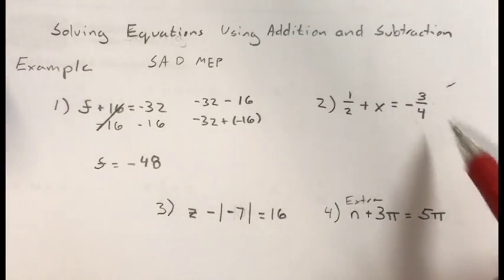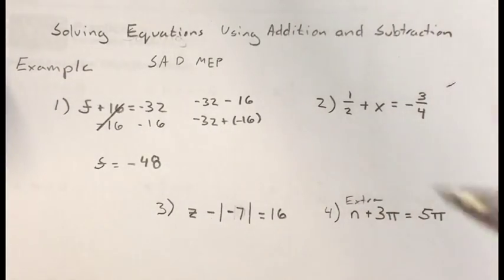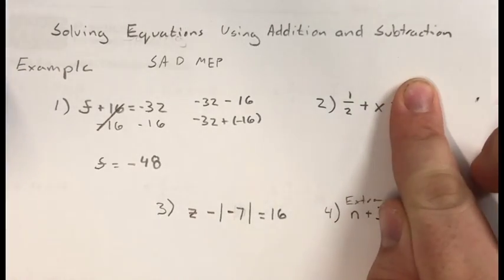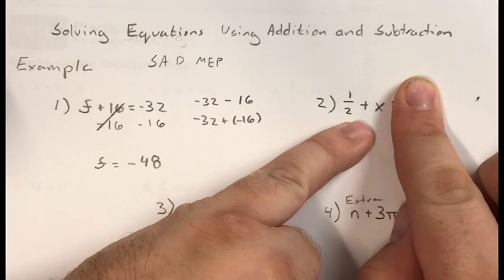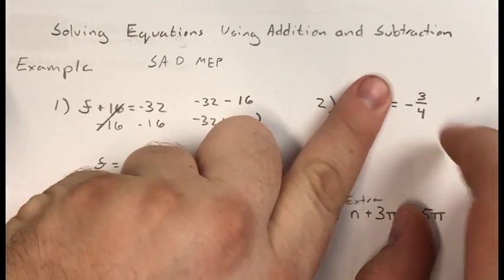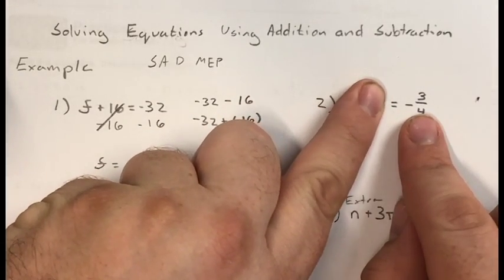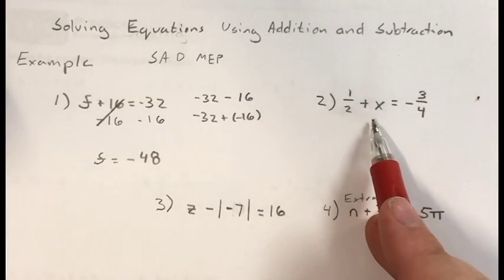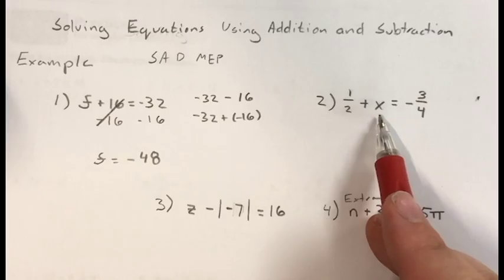Nothing is changing. I'm trying to follow that same procedure. One, can I simplify one side? 1/2 plus x. No, I can't do anything with that. Can I simplify this? Well, this is as simple as I can get, -3/4. So what's next? I'm going to get this variable alone. How do I do that?